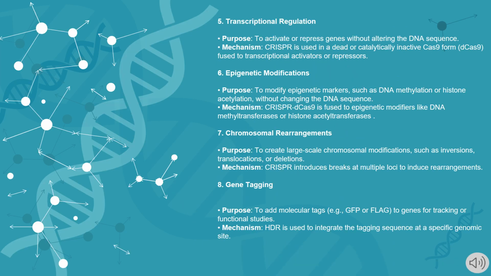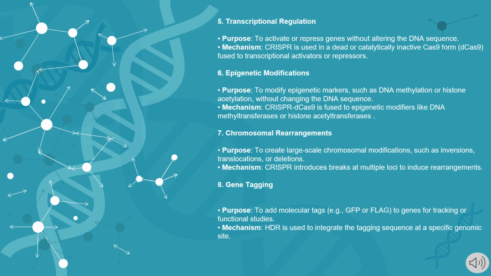5. Transcriptional regulation. Purpose: to activate or repress genes without altering the DNA sequence. Mechanism: CRISPR is used in a dead, or catalytically inactive, Cas9 form, dCas9, fused to a transcriptional activator or repressor.